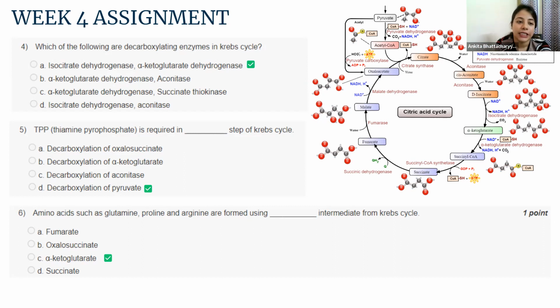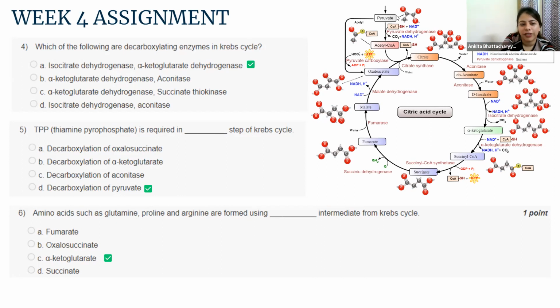And here, since the question is directly asking us about decarboxylation, that is mainly done by isocitrate dehydrogenase. Here you can see CO2 is getting released, and isocitrate dehydrogenase is the enzyme operating in that step. In the next step we also see a CO2 released, and that is done by alpha ketoglutarate dehydrogenase. You do not see any of the other steps doing this.